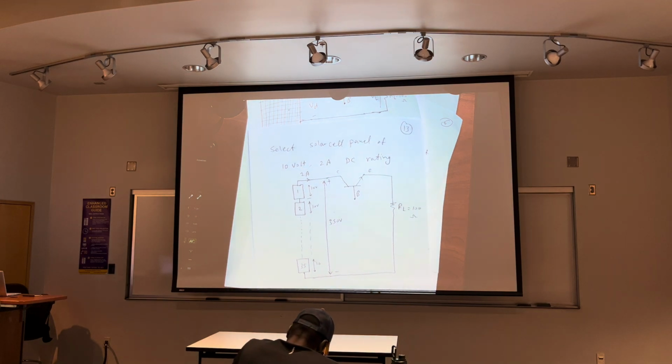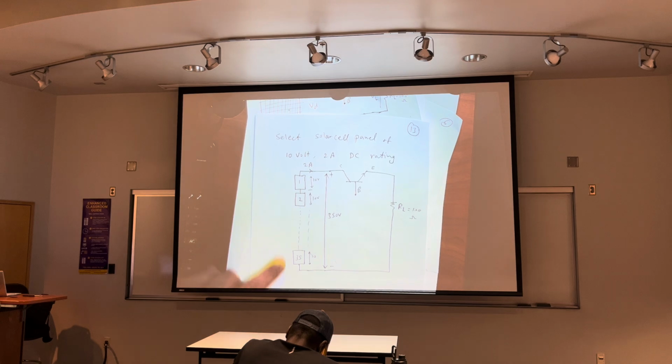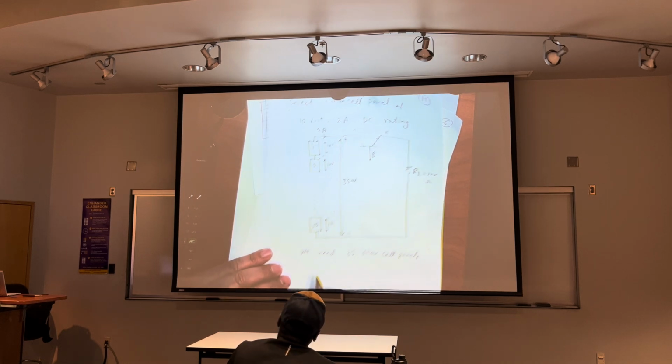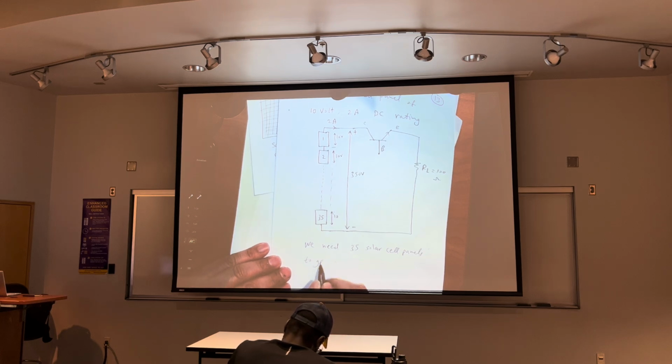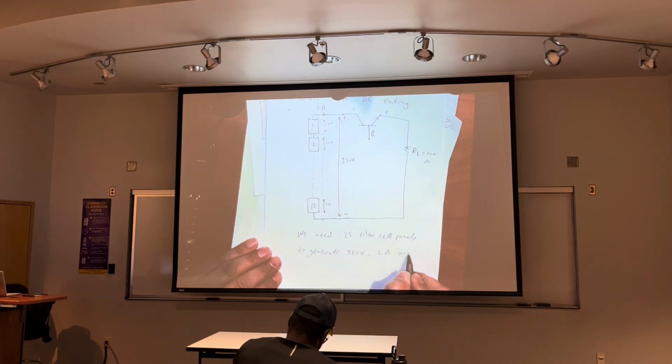So we need 35 solar cell panels to generate 350 volt, 2 ampere, connected in series.